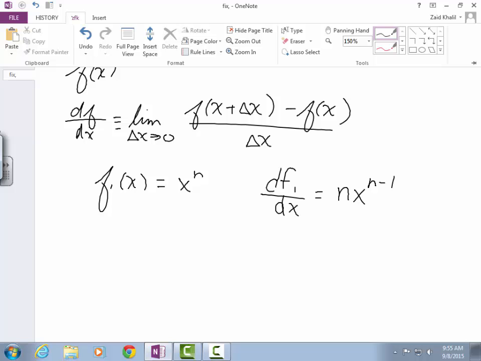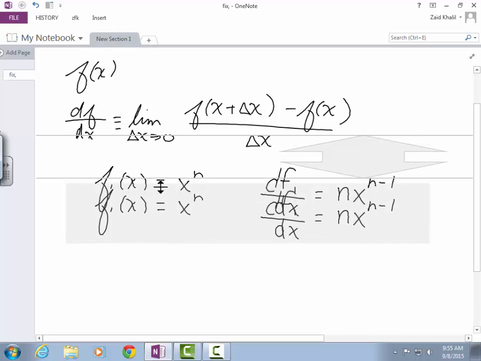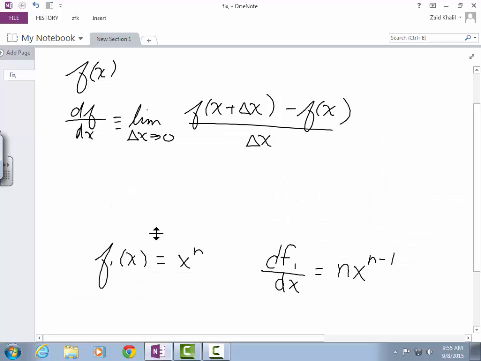Let me insert some space. And properties of derivatives. Well, a derivative is a linear operator. Anybody know what that means? A linear operator means it has two properties.